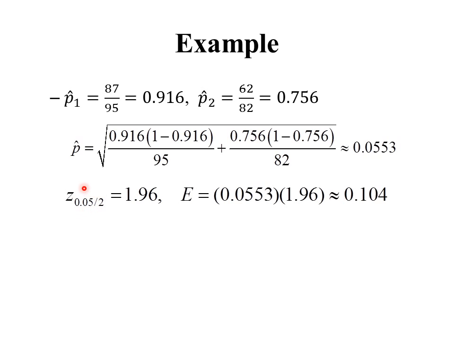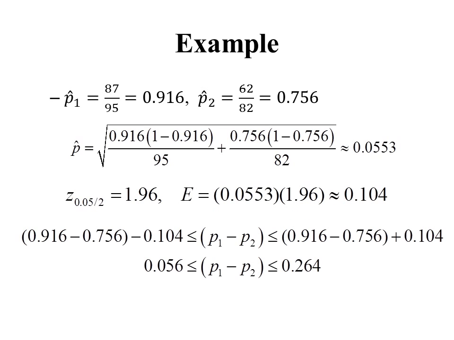No confidence level was given in this problem, so we'll use a 95% confidence level. And so our critical value is z sub 0.05 divided by 2, which is 1.96. And then to calculate our margin of error, we'll take p hat times the critical value, and we get 0.104. And so then we plug those into the formula for the confidence interval. Here's p1 hat minus p2 hat minus e. Do the same thing over here, except we add e, and we get our upper and lower confidence interval limits.